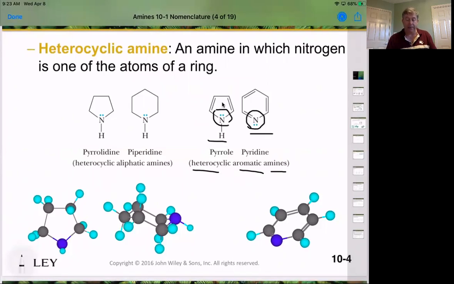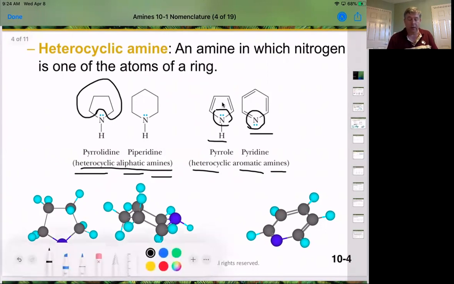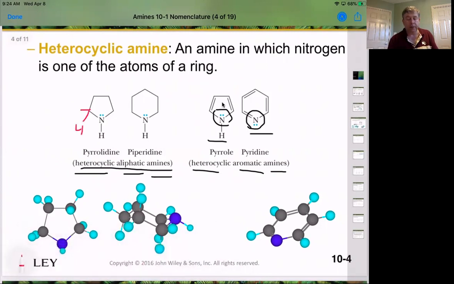But they don't have to be aromatic. They can also be aliphatic amines. So if we don't have double bonds, and these are just the aliphatic rings right here, we can call them heterocyclic aliphatic amines. Okay, and if you think about it, there are additional hydrogens bonded to all the system, so there are two hydrogens here, two hydrogens here, etc. And so they are aliphatic hydrocarbons.